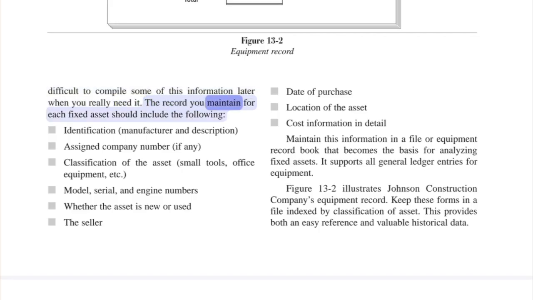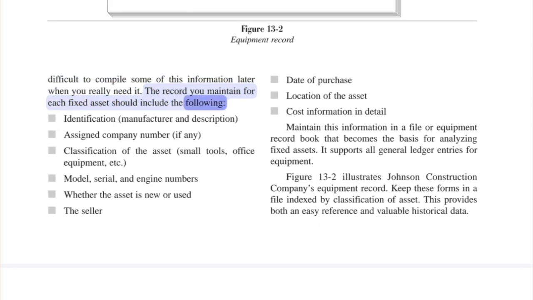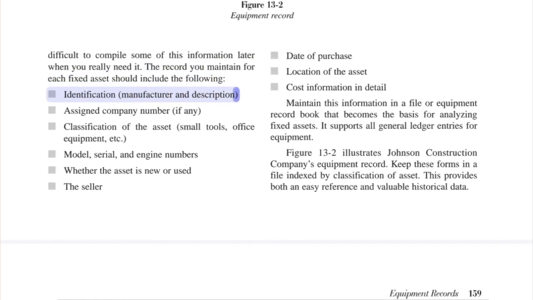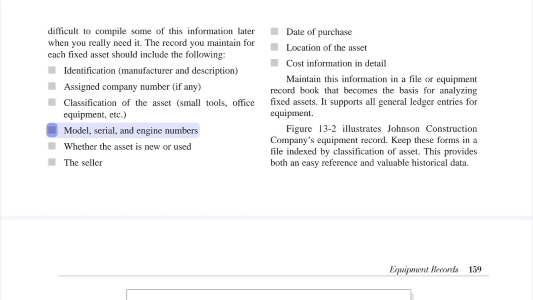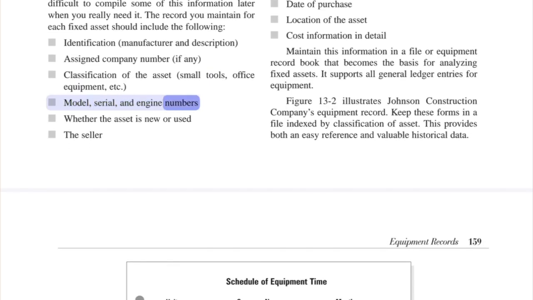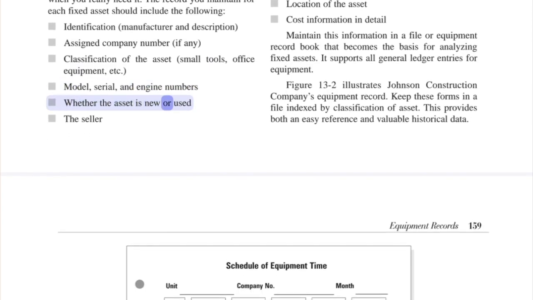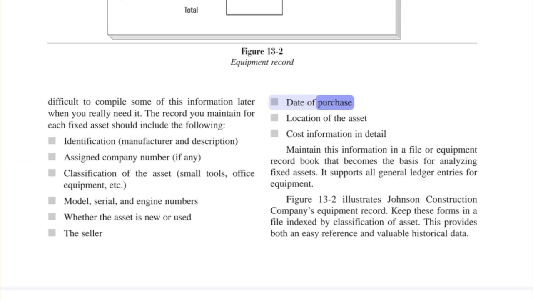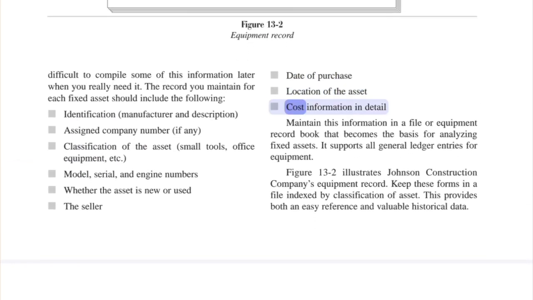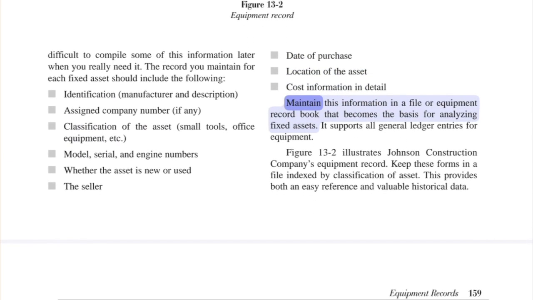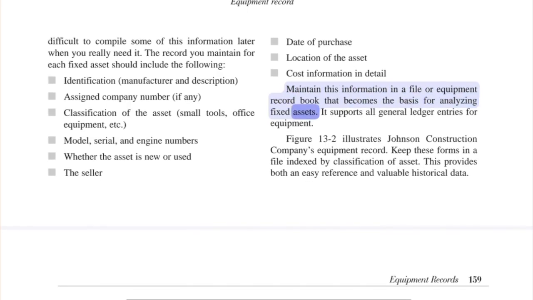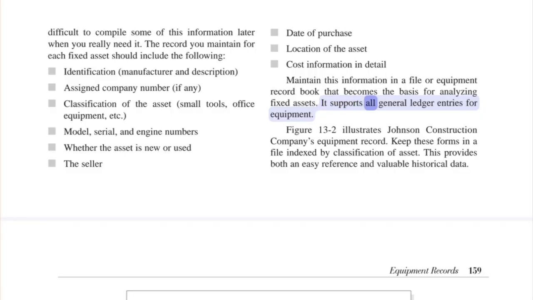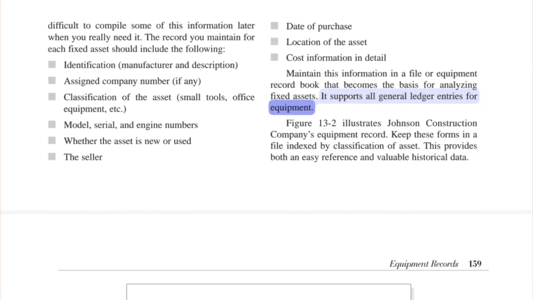The record you maintain for each fixed asset should include the following: identification, assigned company number, classification of the asset, model, serial, and engine numbers, whether the asset is new or used, the seller, date of purchase, location, cost information in detail. Maintain this information in a file or equipment record book for analyzing fixed assets. It supports all general ledger entries for equipment.